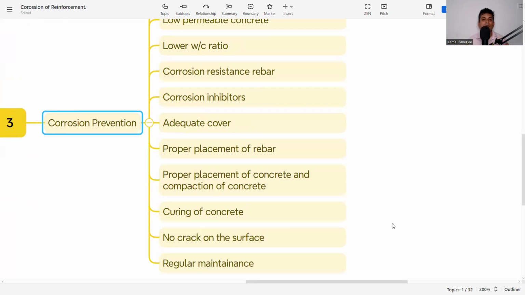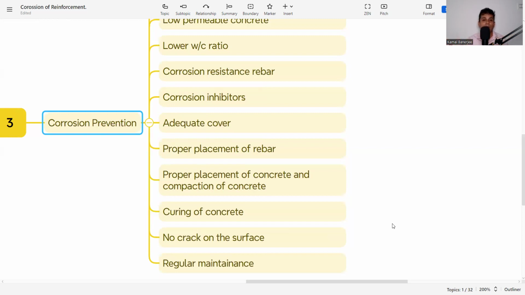Then adequate cover. Why is adequate cover required? Because whenever concrete is open or in the structure, there is a tendency that water will penetrate inside the concrete through the intermolecular space, and it has a limit. It may be 15 mm that can enter inside the concrete. So that is why the cover of reinforcement is required.